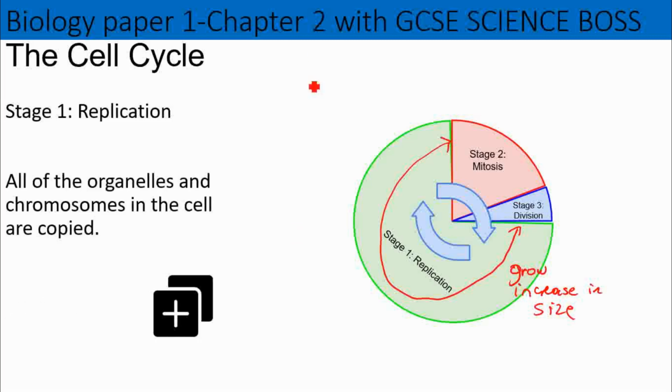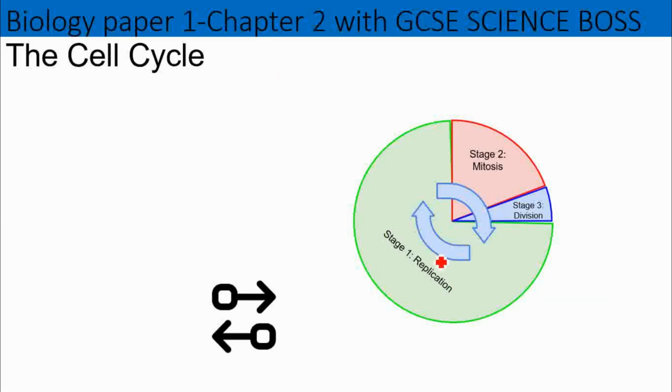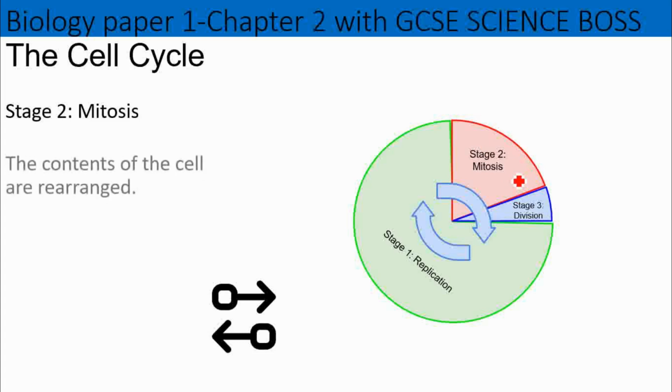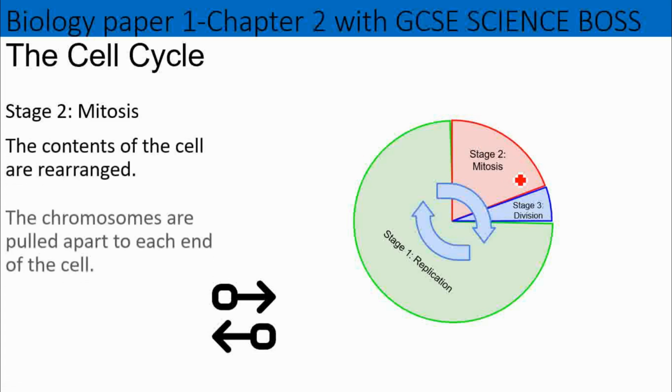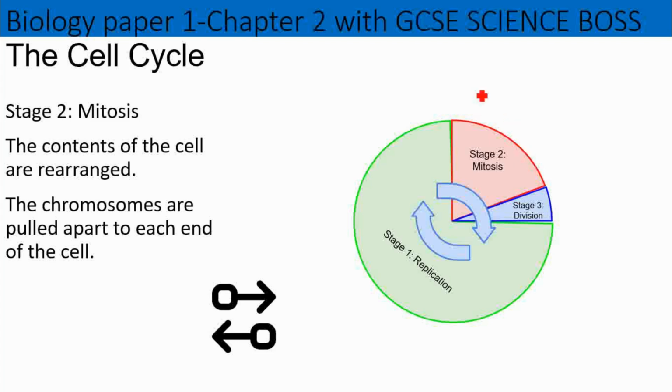All the organelles inside that cell are copied. You have your chromosomes, you also have your mitochondria, you have your ribosomes. Copies are made from all of those. Then on to stage 2. In stage 2 you have something which is called mitosis, and what's happening in mitosis is that lots of things are happening. You can use this to remember it: PMAT.